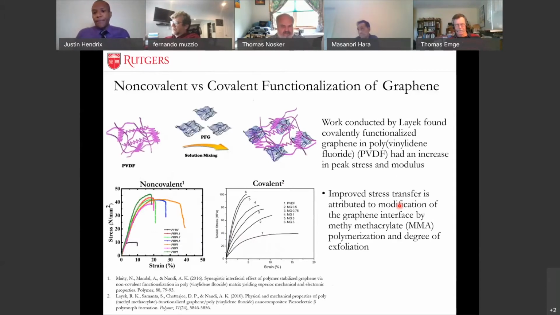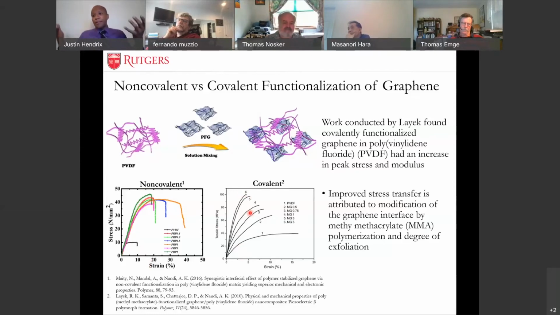Now, we look at the results as they relate to non-covalent versus covalent functionalization in regards to the mechanical properties that are created. Here you have graphene functionalized with methyl methacrylate, put into a polyvinylidene fluoride matrix. For non-covalent functionalization, the break stress is around 45 megapascals, with a low modulus, given by the percent strain at break being around 15%. But with covalent functionalization, the break stress is about 100 megapascals, and the strain at break is less than 5%.